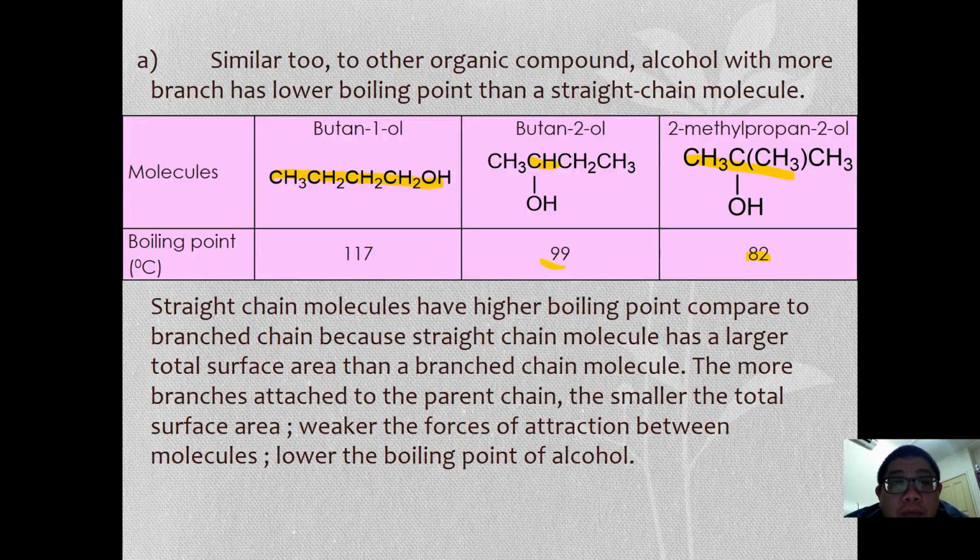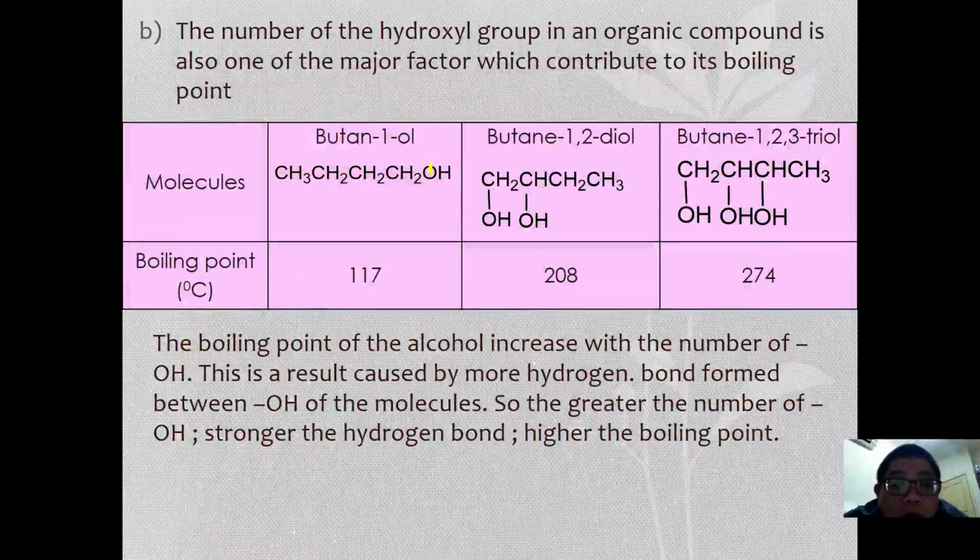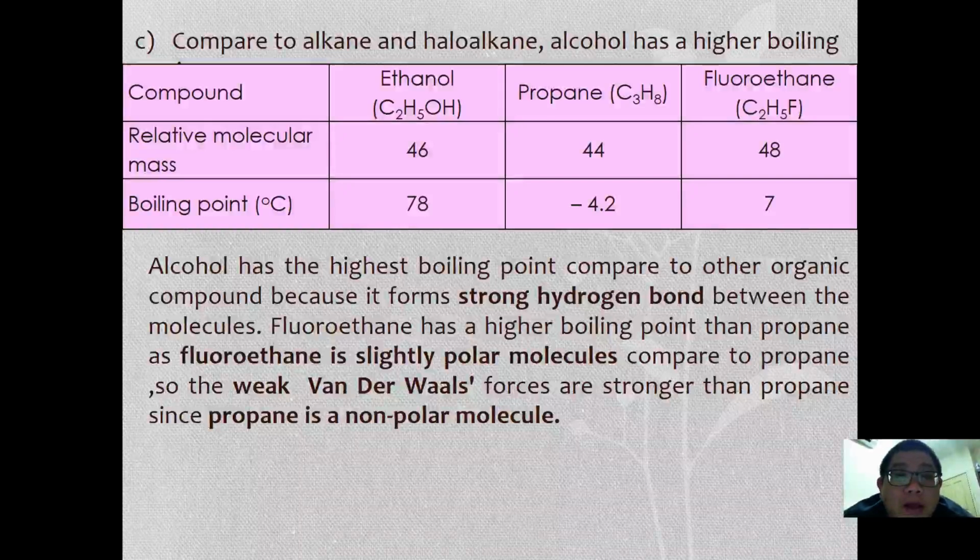And then in terms of the number of OH, you have butan-1-ol with 117 degrees Celsius, butane-1,2-diol with 2 OH, you have 208, and butane-1,2,3-triol, you have 274. So with the increase of the number of hydroxyl groups inside the alcohol, the strength of the hydrogen bond increases, therefore increasing the boiling point. So compared to alkane and haloalkane, alcohol has a higher boiling point.